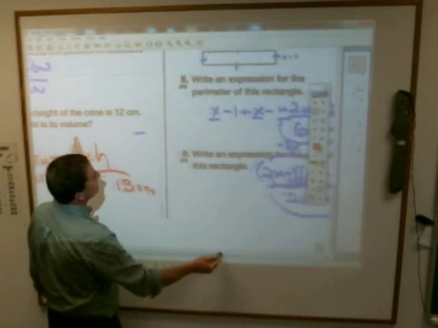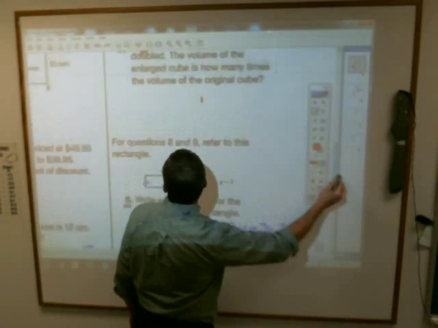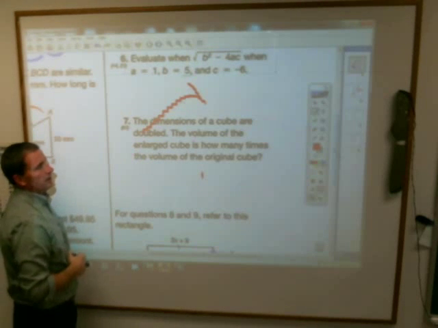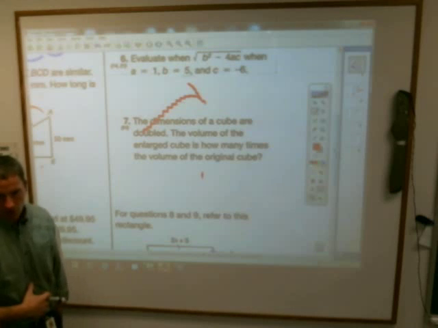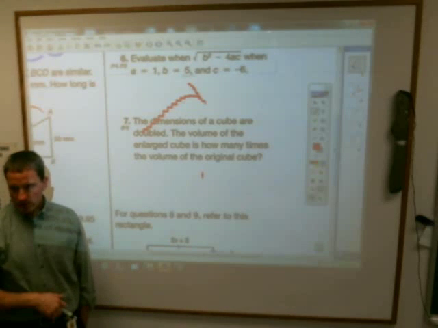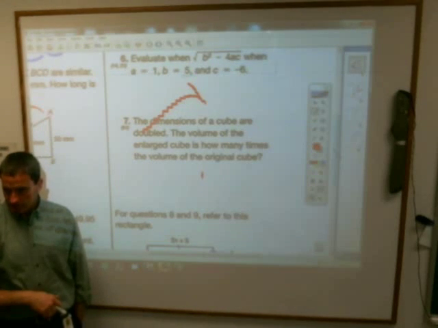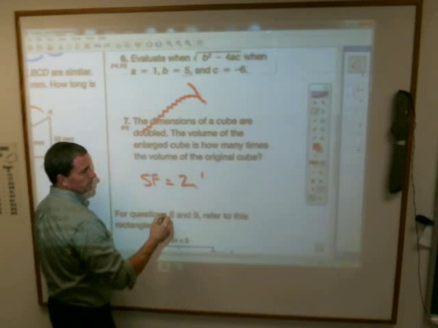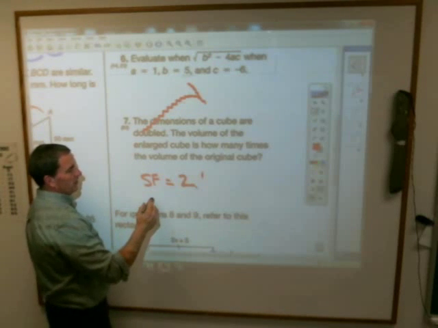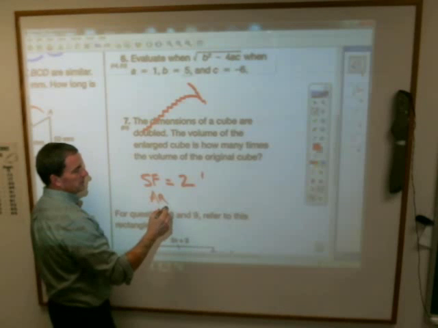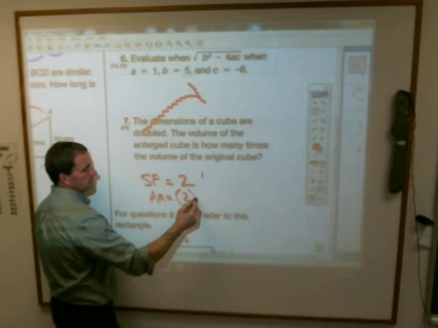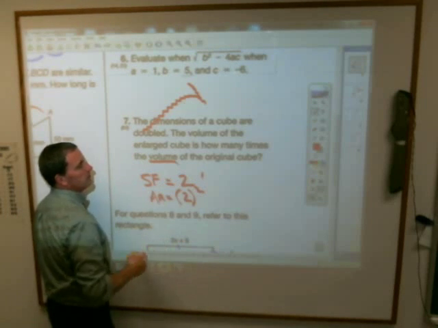Can I do 7? Dimensions of a cube are doubled. The volume of the enlarged cube is how many times the volume of the original cube? You only have to draw these up, Schwartz. What's my scale factor? If you double something, your scale factor is what? Scale factor equals 2. When you're doing area, what do you do to the scale factor to find the new area? You square it. But I'm not doing area, I'm actually doing volume.